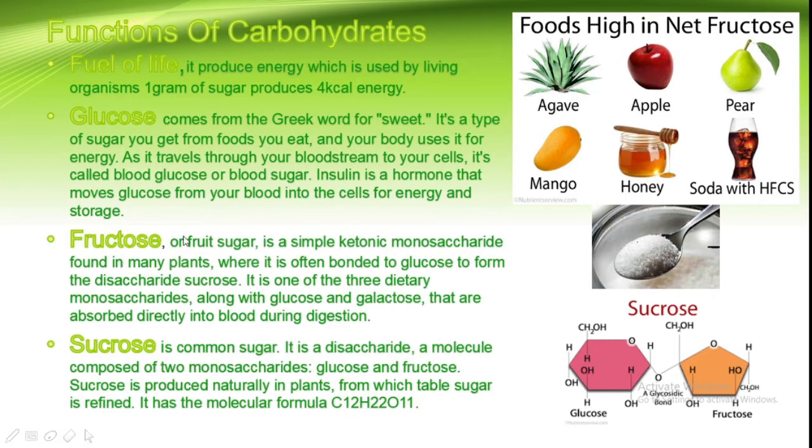As you know, the carbohydrates are called the fuel of life. They produce energy which is used by living organisms. 1 gram of sugar produces 4 kilocalories of energy. Now the glucose on the right side, if you see, these are the highly fructose containing fruits. Then the sucrose is there, then the composition of the sucrose is there.